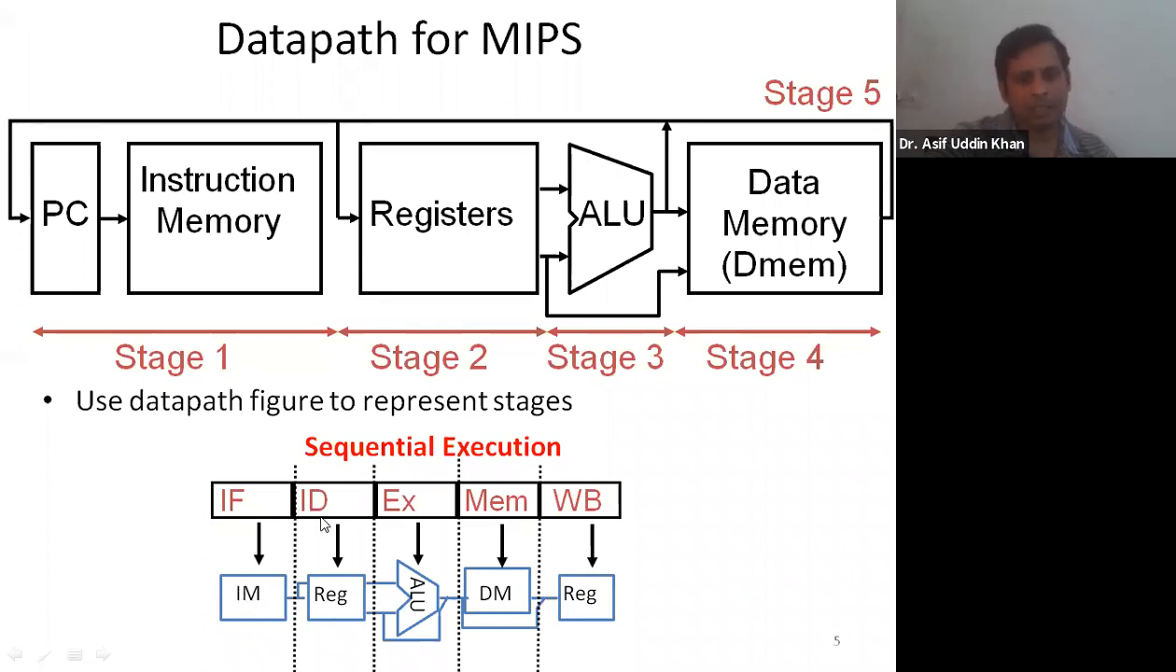Then in the ID stage, we know that if the operand is in the register, it is read. So the operand is read from the register. That's why the register component is used here in the ID stage. Then in the EX stage, the ALU operation is done, so the ALU is used.